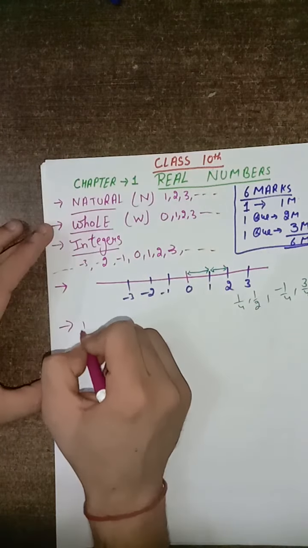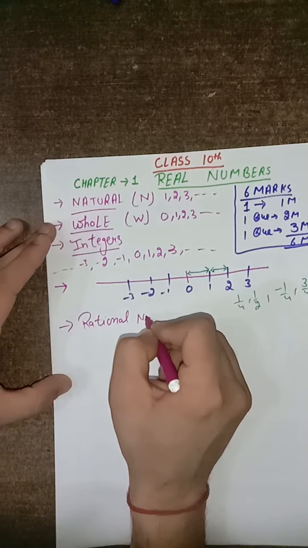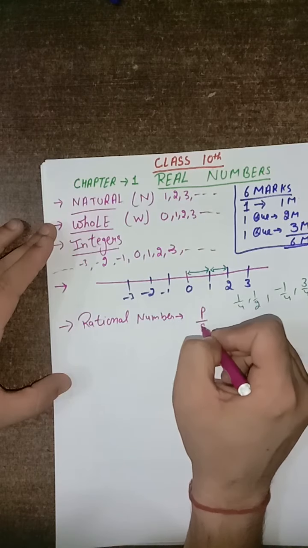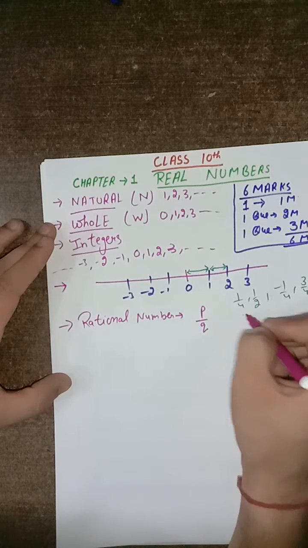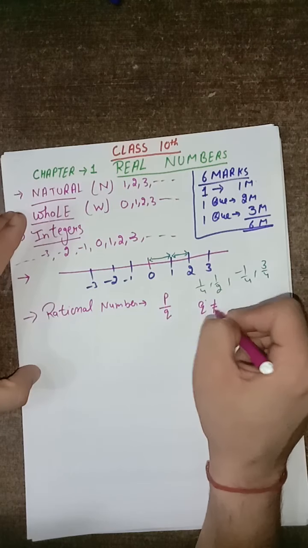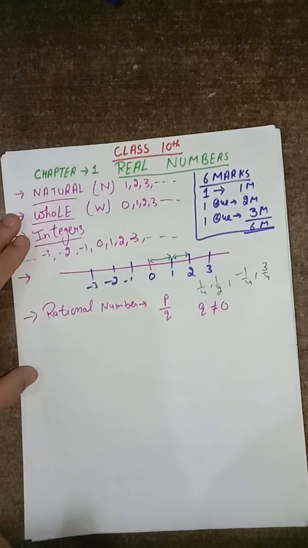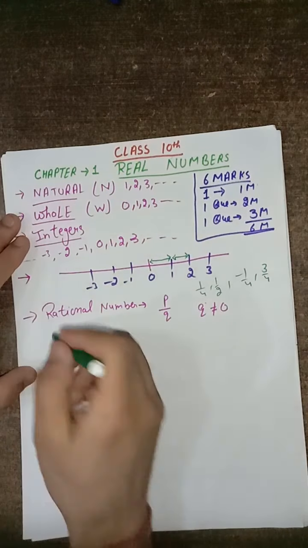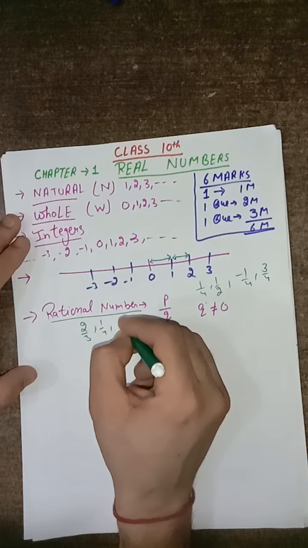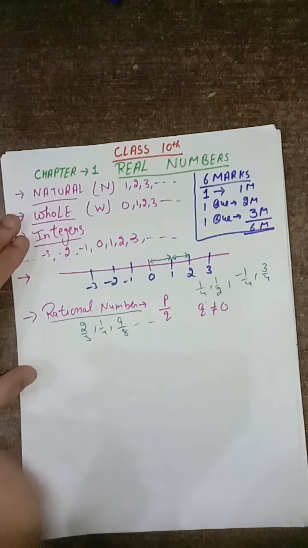These are known as rational numbers. And you know, the definition of a rational number is: a number which we can represent in the form p/q, where q is not equal to 0, is known as a rational number. Examples are 2/3, 1/4, 9/8, all are rational numbers.